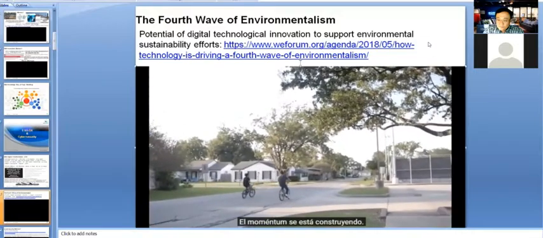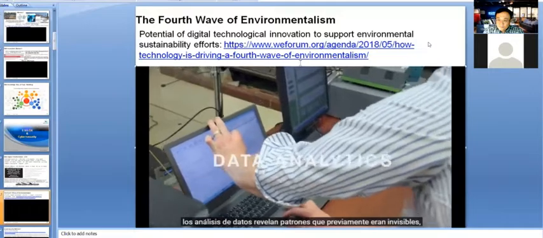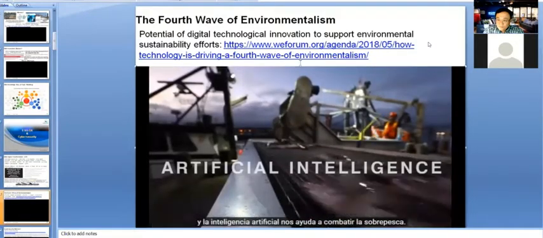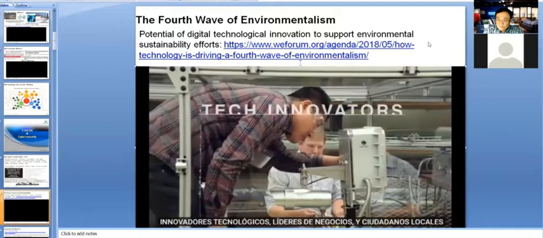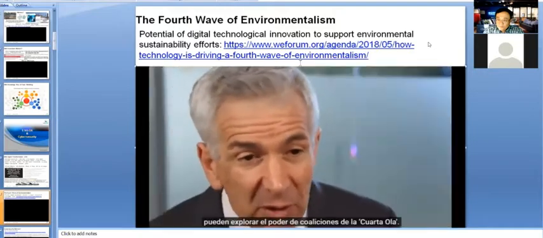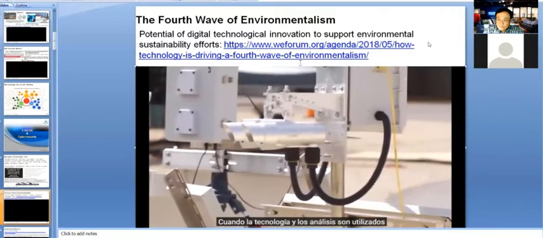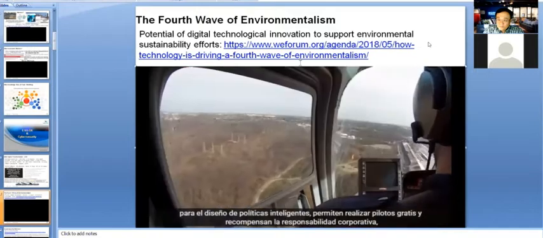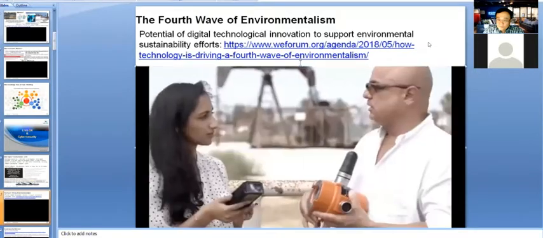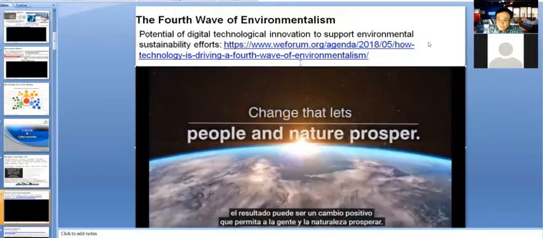The momentum is building. Satellites can track emissions from space, data analytics reveal previously hidden patterns, and artificial intelligence helps us combat overfishing. Tech innovators, business leaders, and local citizens can all explore the power of fourth wave coalitions. When technology and analytics are used to shape smart policy, rein in free riders, and reward corporate responsibility, the result will be positive change that lets people and nature prosper.